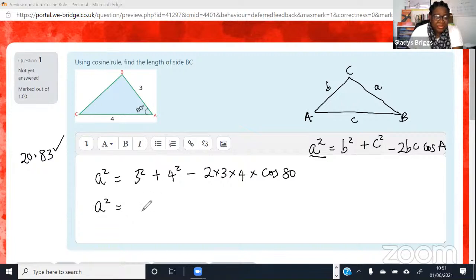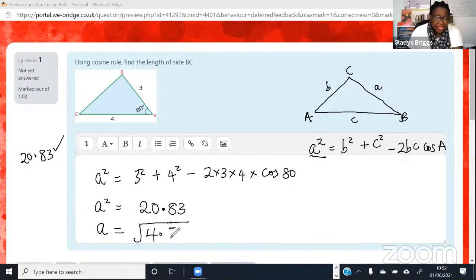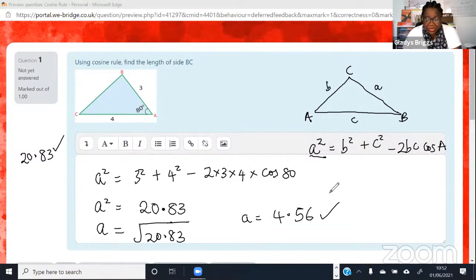Now you have to take the square roots. A squared is 20.83. Okay, now you have to take the square root of that to find A. 4.56. I'm writing that in: A squared is 20.83, so A equals 4.56. So that's how you do it, guys. That's how you solve that problem.